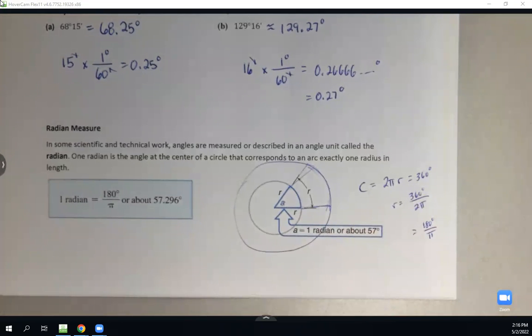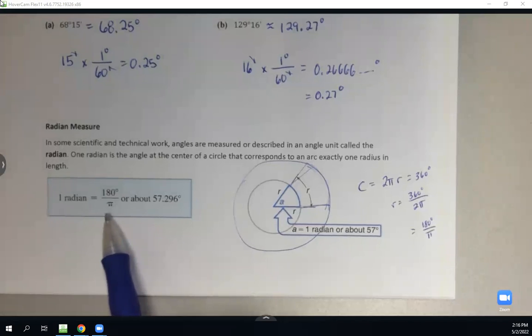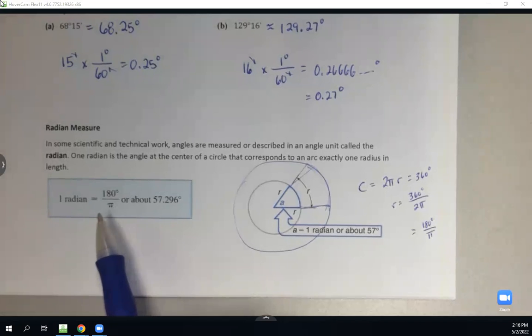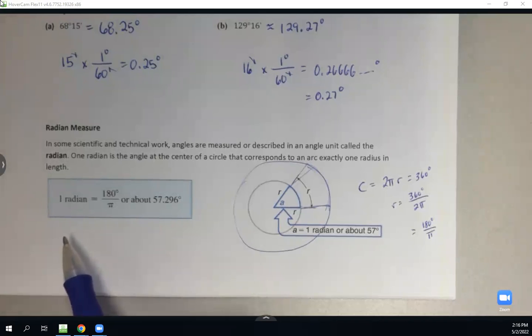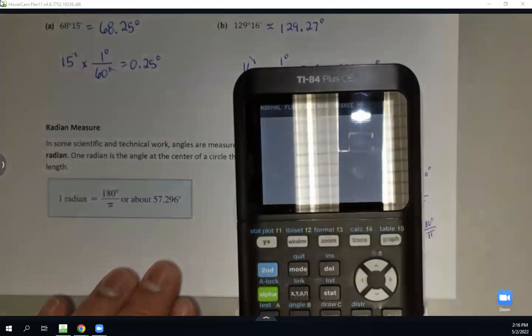So if you had a full revolution, that's 360 degrees, and that's 2 pi radians. And so 1 radian is equal to 180 degrees over pi. And that's what I'm saying here. So basically the angle right here, if you think about what pi is, 3.14159.